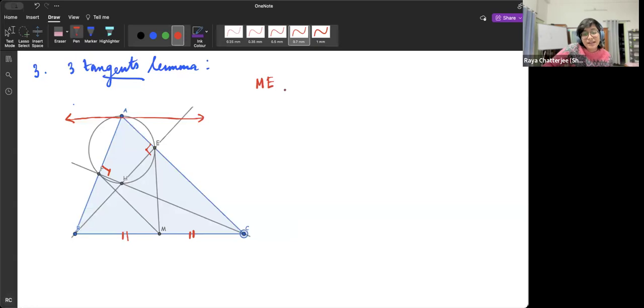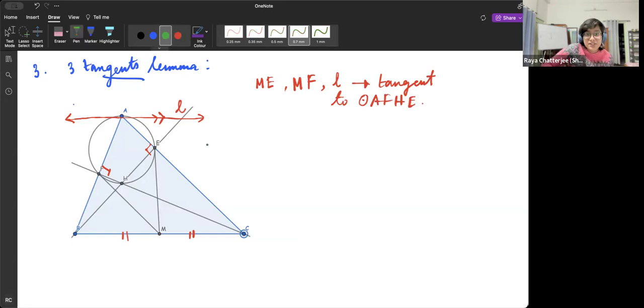I'm just going to write that down. ME, MF, and this line, let's call it L, and L is parallel to BC. So ME, MF and L are all tangent to the circumcircle of AFHE. So this is a statement of the three tangents lemma. Is this clear? Okay, I'll take that as a yes.